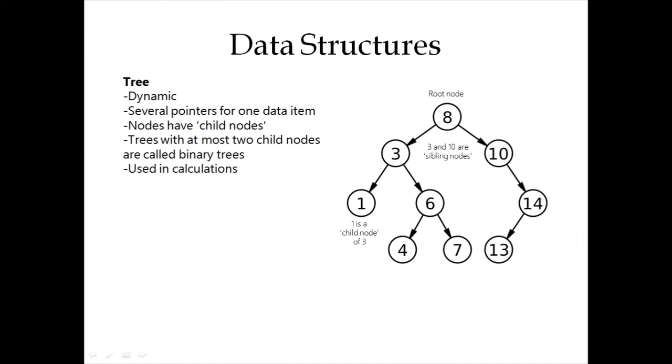A tree is another dynamic data structure. Think of the branches of a tree. Nodes have many child nodes. Trees with at most 2 child nodes are called binary trees, and these are the ones we'll be covering in F453. It's used in calculations, which we'll see shortly.